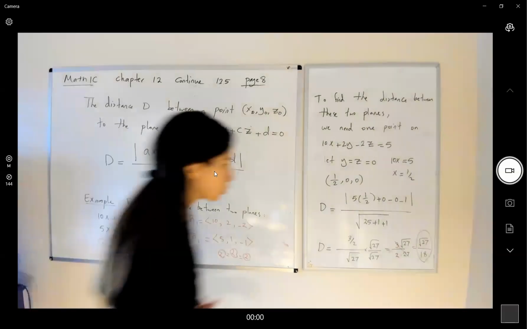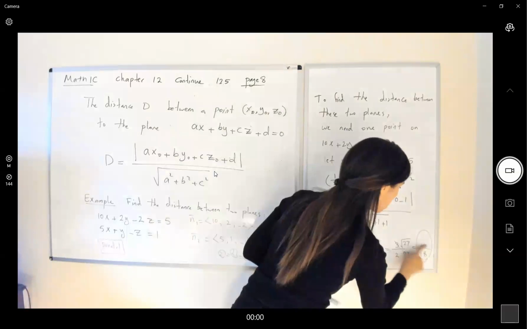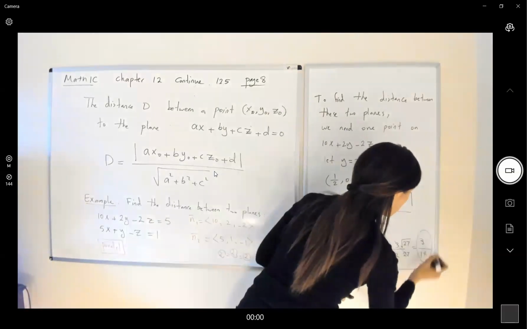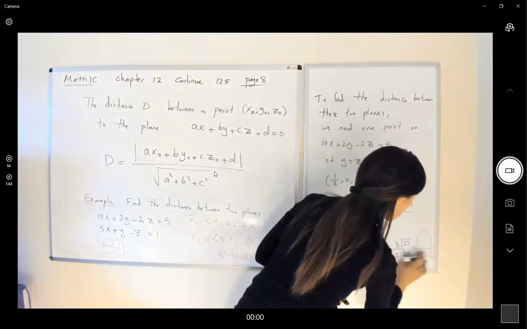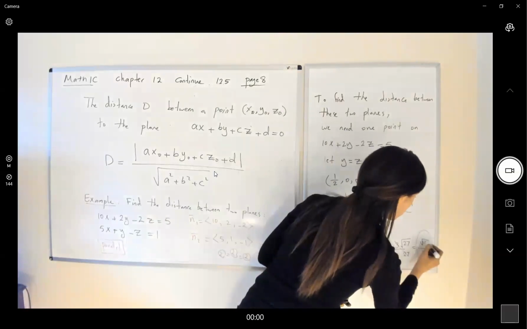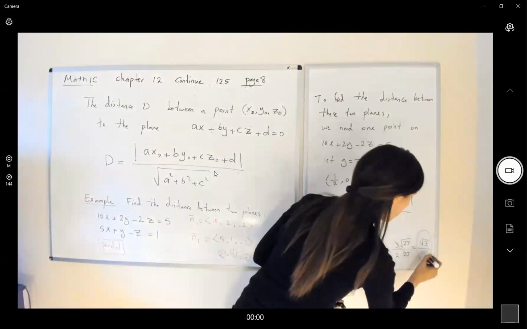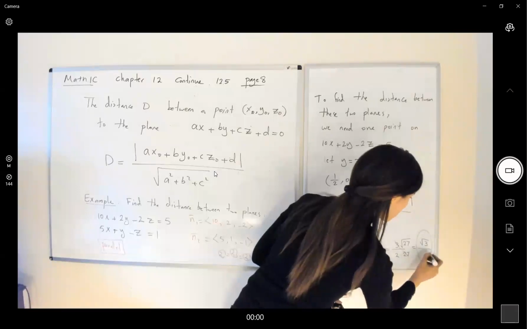And square root of 27 is 3 times 3, so we'll simplify this more. We get square root of 3 divided by 6.